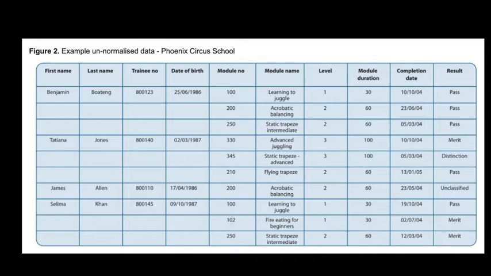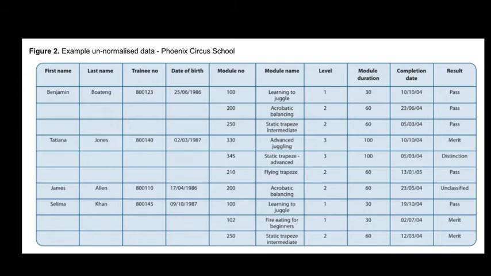The level 2 courses are all 60 and the level 3 courses are all 100. So that means that in this case we're repeating 1 and 30 three times, we're repeating 2 and 60 five times, and we're repeating 3 and 100 another two times.